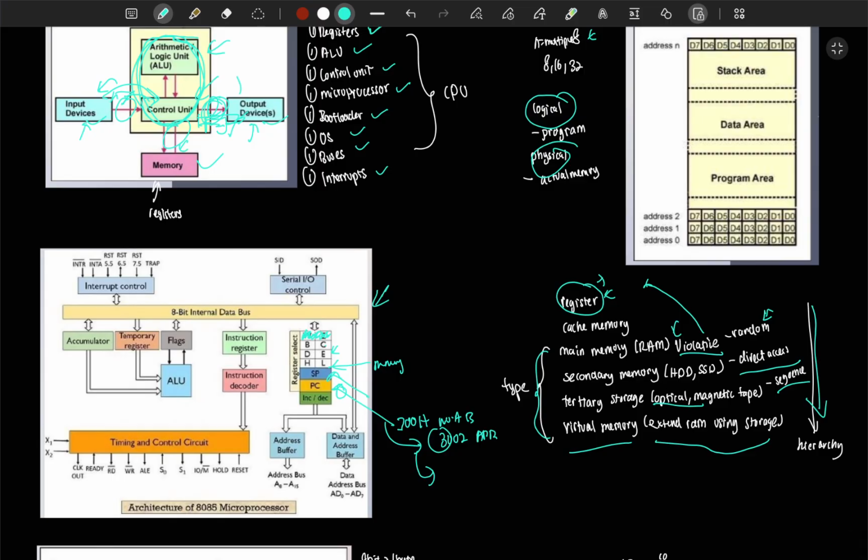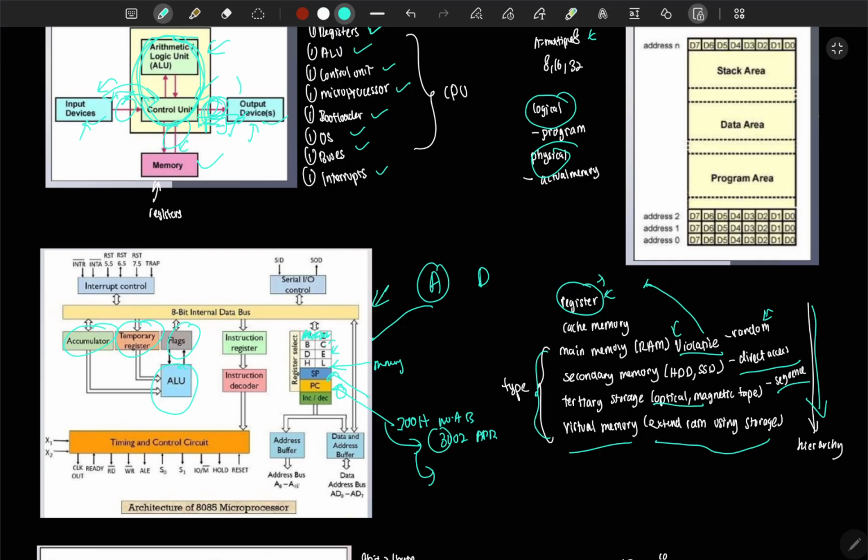Then in the same 8085 we have our ALU, flag register, temporary register, and accumulator. Accumulator is the main one here, so all data going in is stored in the accumulator first, and only then do we move it to B or C or D or E and so on, or sometimes we access these registers directly.